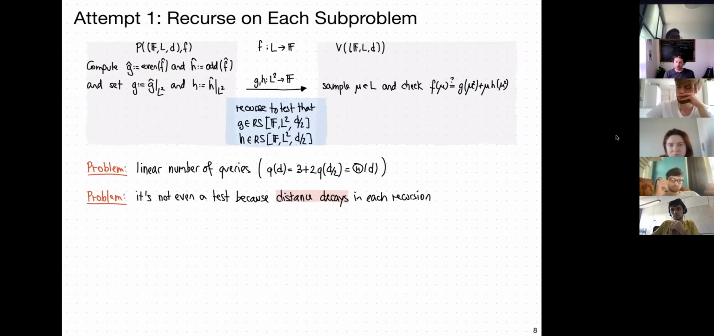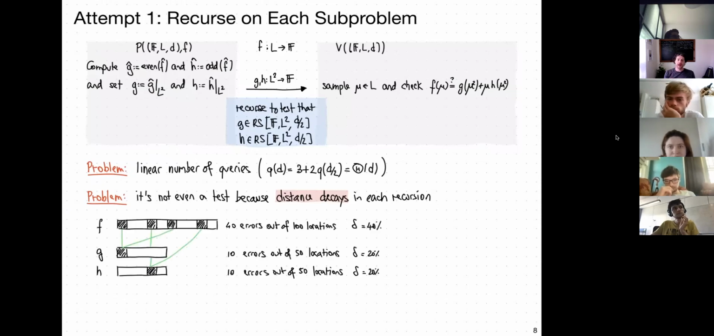How is that even possible? There's an important phenomenon that happens here, and I'll try to show you. It's called distance decay. The point is, maybe we started with a function which is very far from being low degree, and then we decompose it into two smaller problems, and each one of them was far, but maybe just a little bit less. When we do it over and over again, they would suddenly get closer and closer to low degree, and maybe entirely low degree. So let me show you how this could actually happen.